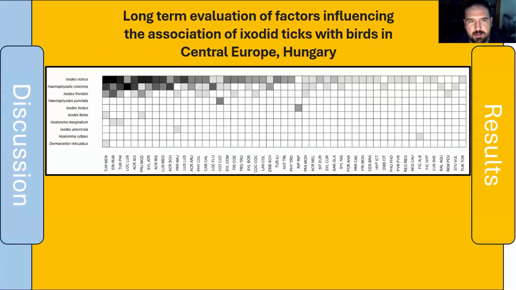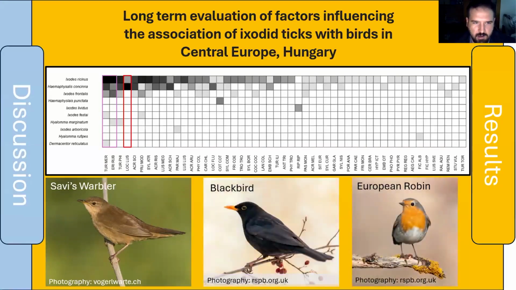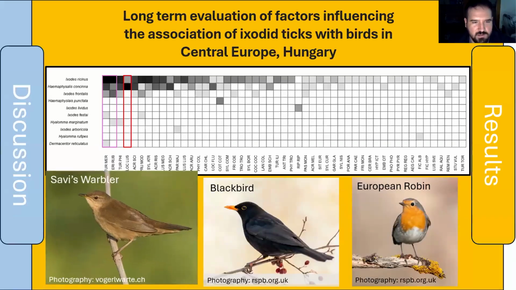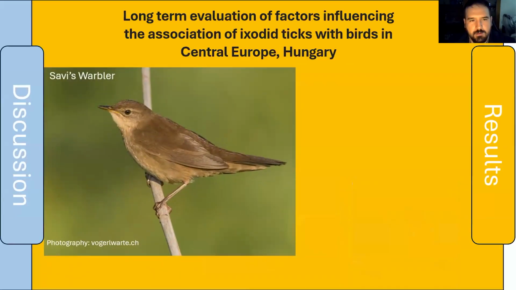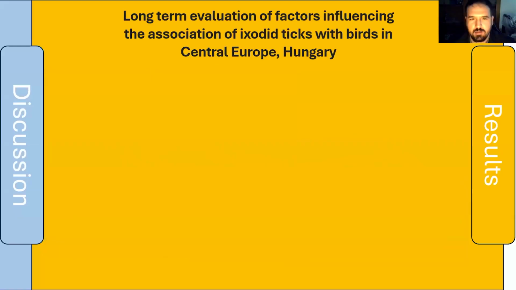On this web, I tried to summarize the tick-host interactions that we observed. It was striking that Locustella luscinioides, the Savi's warbler, was by far the most common host of Haemaphysalis concinna. In the case of Ixodes ricinus, Turdus merula and Erithacus rubecula, the blackbird and the European robin, were the most common. However, this is again nothing new. This is similar in many other European countries. So let's focus on the Savi's warbler, this beautiful brown, reed-associated long-distance migrant bird, which is by far the most common avian host of Haemaphysalis concinna, at least in Hungary.